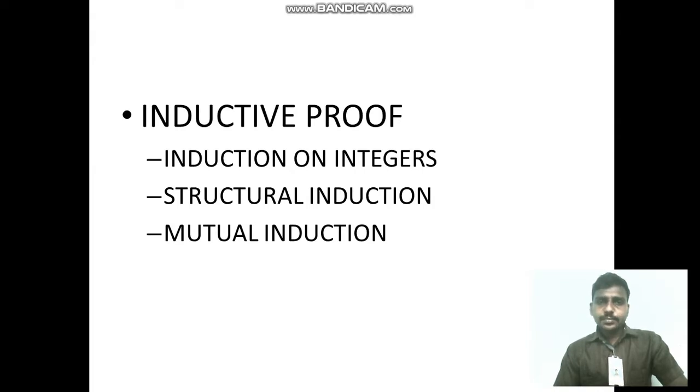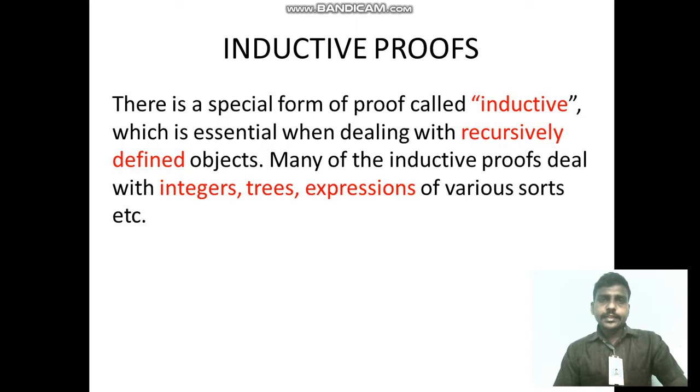Inductive is a mathematical proof. It is a special form of proof dealing with recursively defined objects. For example, in a modern language we use a for loop. Whenever a loop is called, based on the I value, if the condition is true, it repeatedly or recursively executes the same statement. For those cases, this proof is useful.